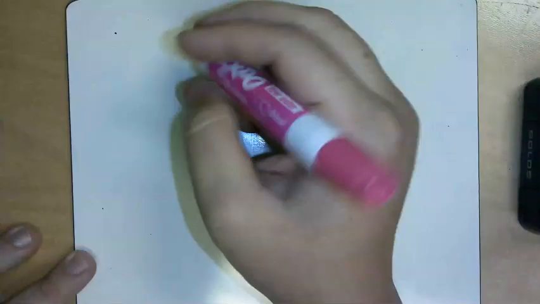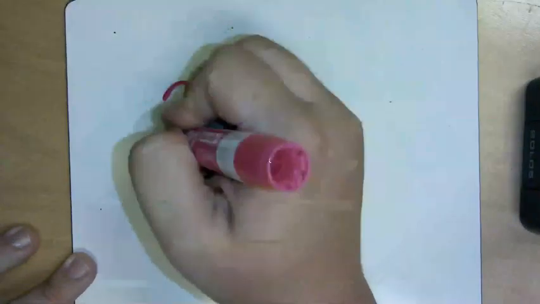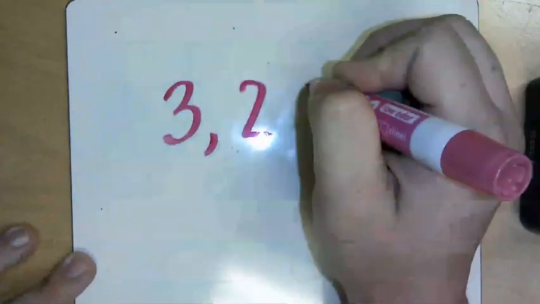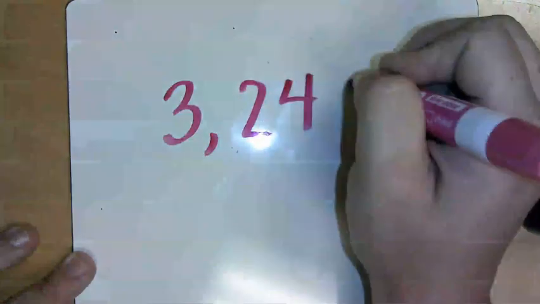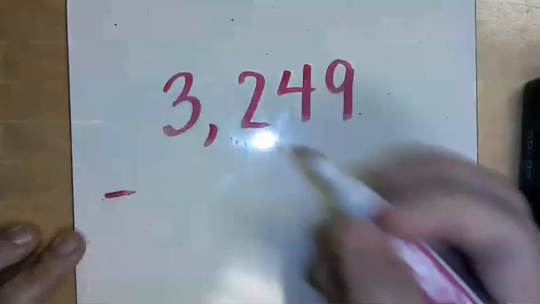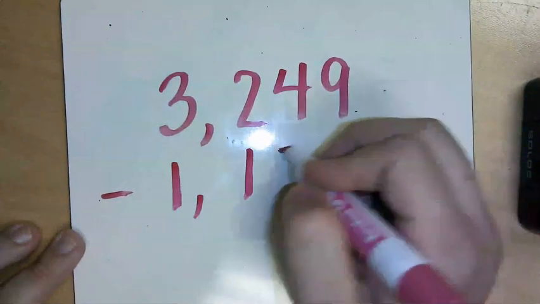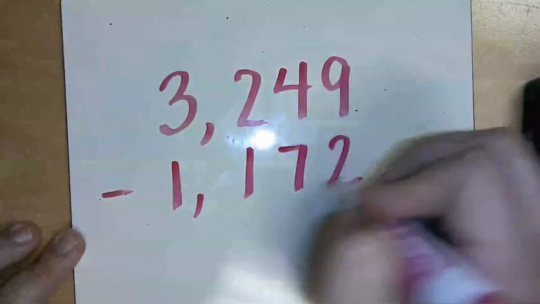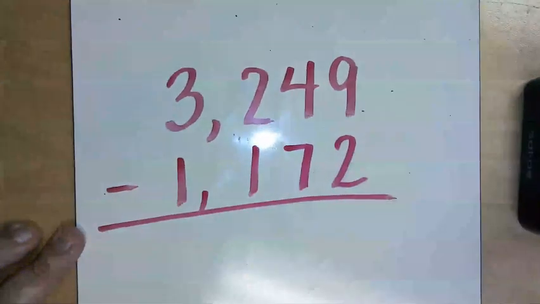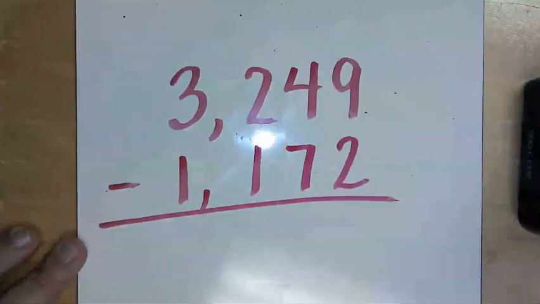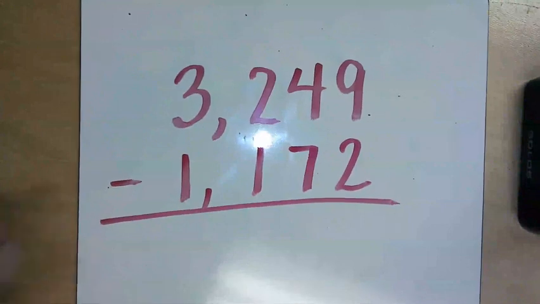So we're going to go ahead and just do a warm-up one real quick. So would you please write this down with me? I'm going to have 3,249, and we're going to subtract 1,172. All right, so go ahead and write that down. If you haven't written it down, pause the video, get it there, and then we're going to walk through this together.